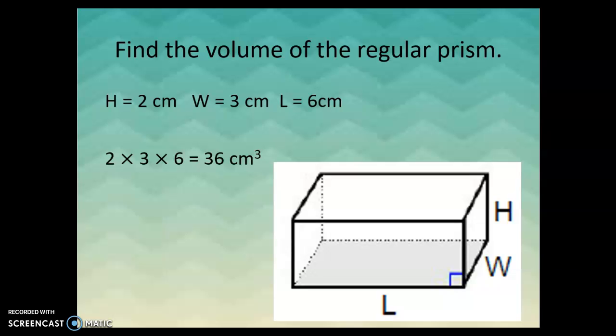If we're trying to find the volume of a rectangular prism, again, square and rectangular shapes, we just do length times width times height. And we are told that the height is 2 centimeters. That's this measurement right here. The width, or sometimes called the depth, is 3 centimeters, and the length is 6 centimeters.